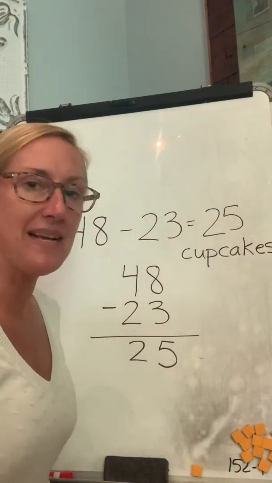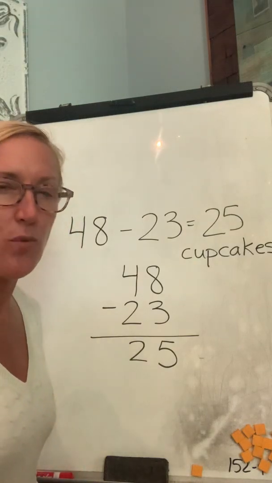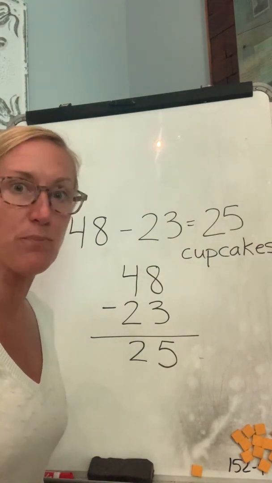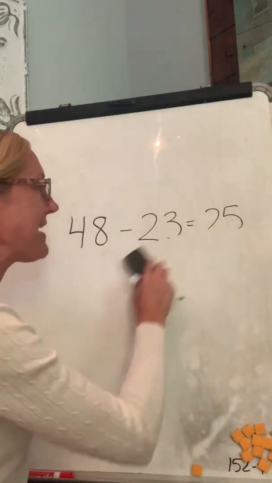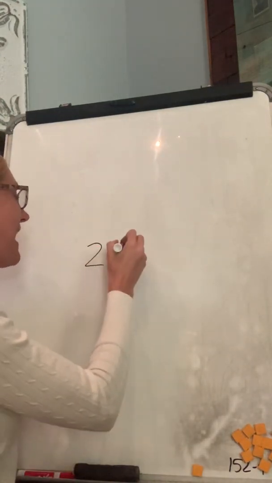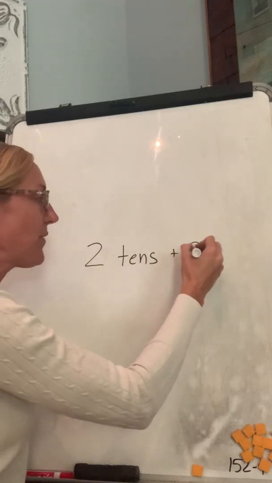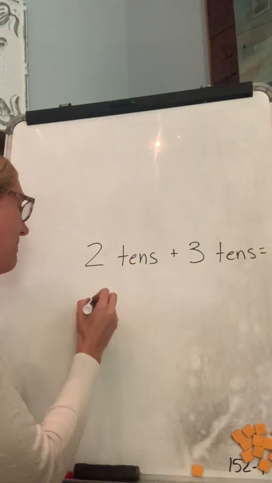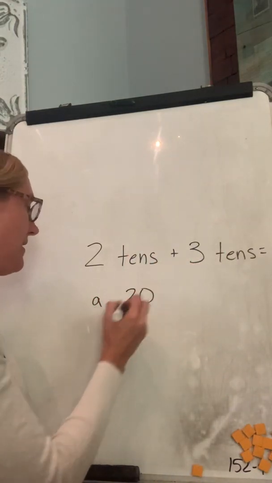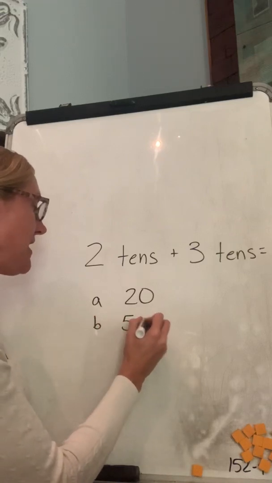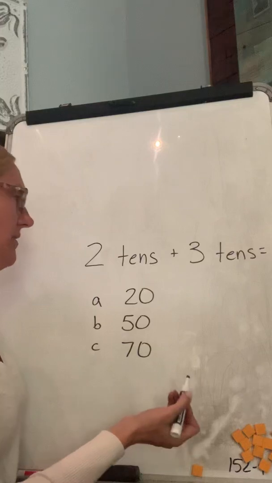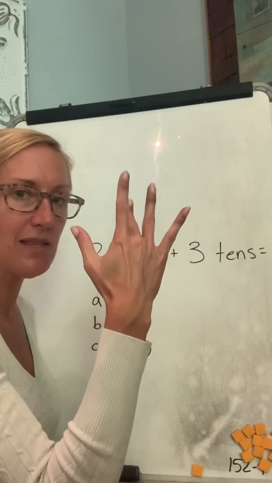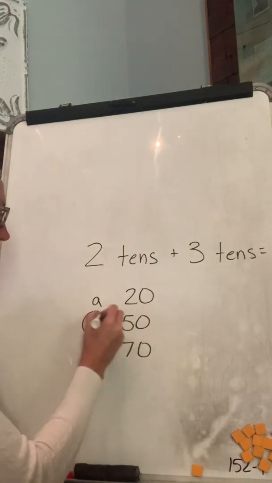Okay. One of the things you're going to be doing today is some review pages, and I'll tell you those pages in just a minute. Those pages are going to have some practice problems for you, and they might say something like, what is 2 tens plus 3 tens? We know that equals 5 tens. The answers might say, is that 20? Is that 50? Or is that 70? Well, 2 tens and 3 tens is 5 tens. 10, 20, 30, 40, 50. So I'm going to circle B, 50.